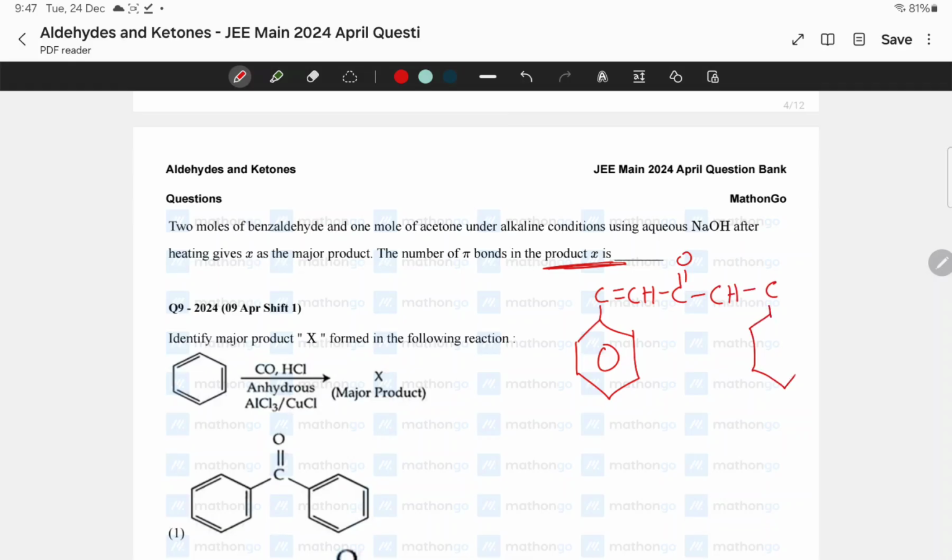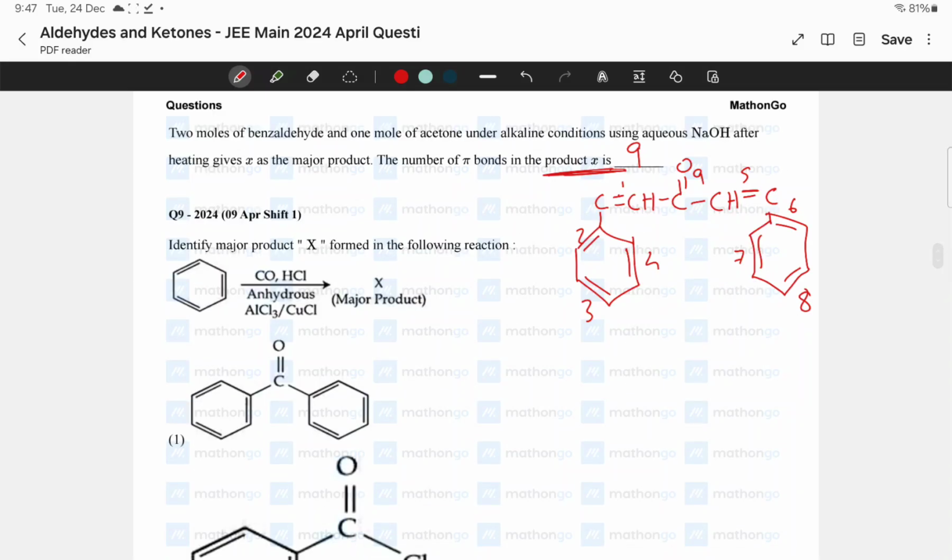How many pi bonds are there? I will draw benzene also as the real structure, so we can count the pi bonds. Okay, 1. How many pi bonds are there? 1, 2, 3, 4. Here also a double bond is there, right? 4, 5, 6, 7, 8, 9. So there are 9 pi bonds. Yes. The question was simple. Now identify the major product X formed.